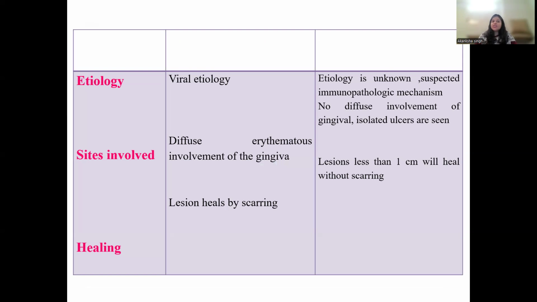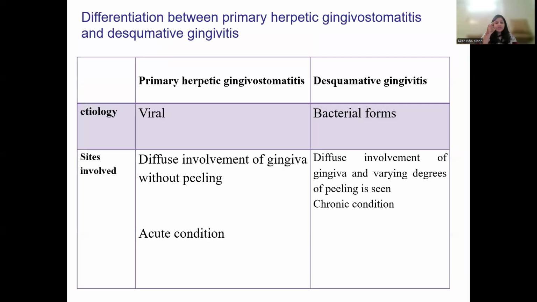Again, etiology is also different. The etiology for acute herpetic gingivostomatitis is viral. And again, I told you a word, idiopathic. The etiology is unknown, with a suspected immunopathological mechanism, no diffuse involvement of gingiva, and isolated ulcers can be seen. When we talk about the sites involved, there is diffuse erythematous involvement of gingiva, unlike necrotizing ulcerative gingivitis. Lesions less than 1 centimeter will heal without scarring.